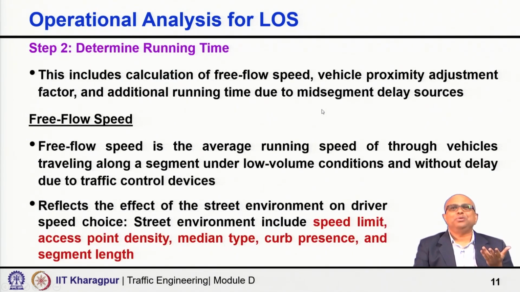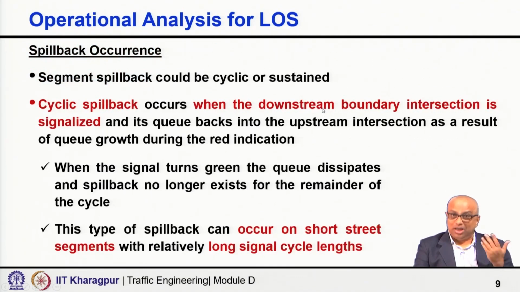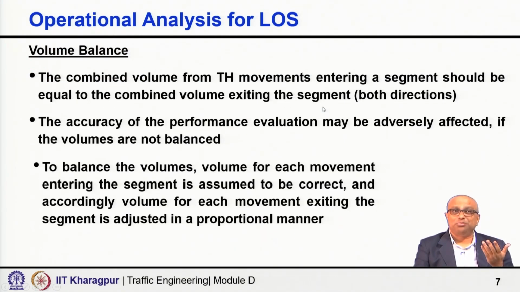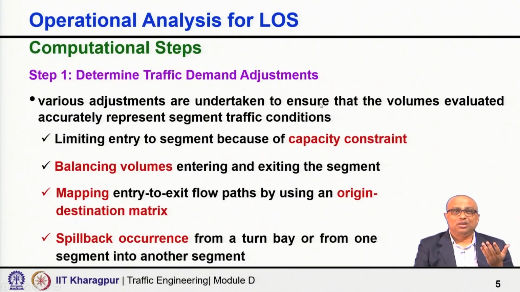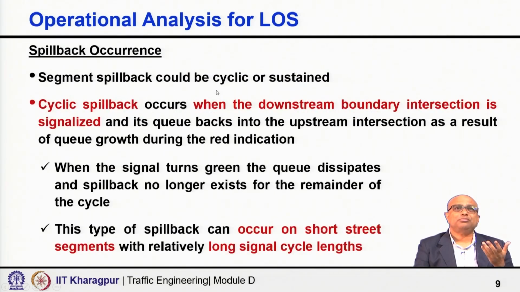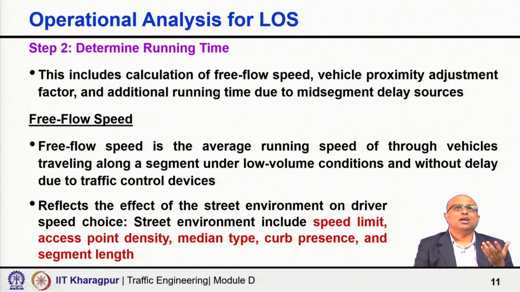Now, going to step 2. So, I discussed why and what all adjustments we need to do as part of step 1 for the traffic demand adjustment. Now, going to step 2, that is determine running time. What is the running time for the vehicles considering the segment under consideration?